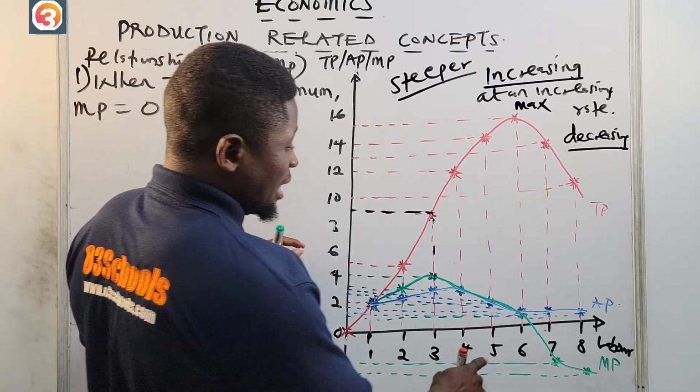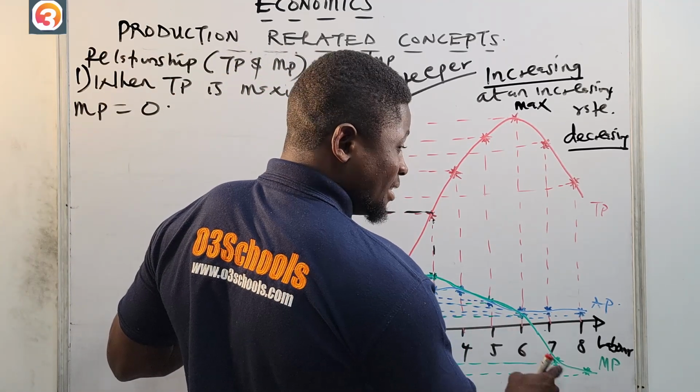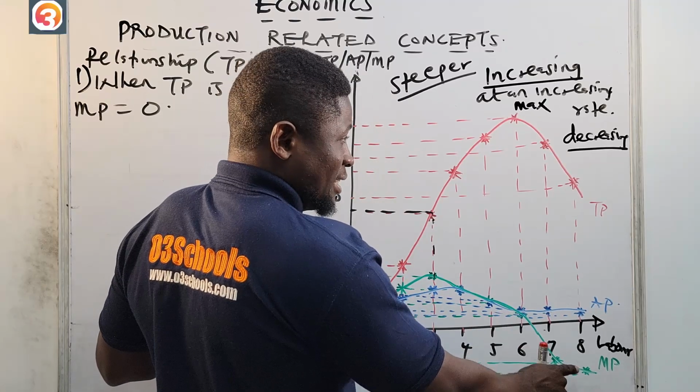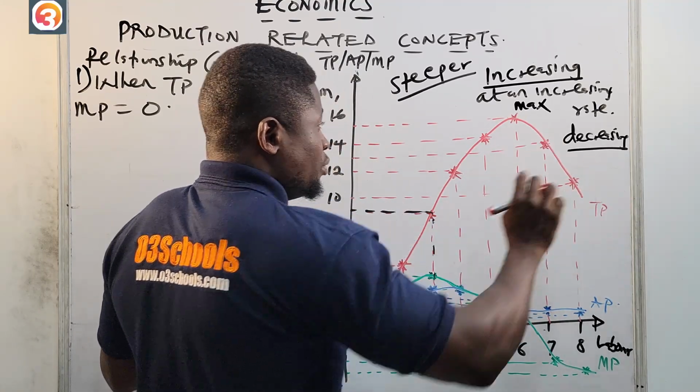It's not only 0. You can see that it is still decreasing. Because the MP is decreasing, you see that the TP also will be decreasing.